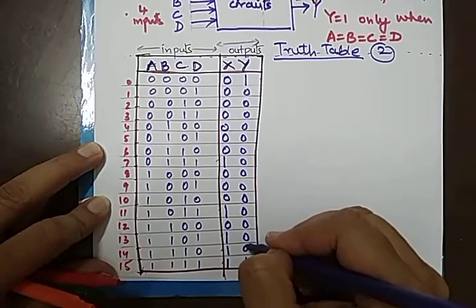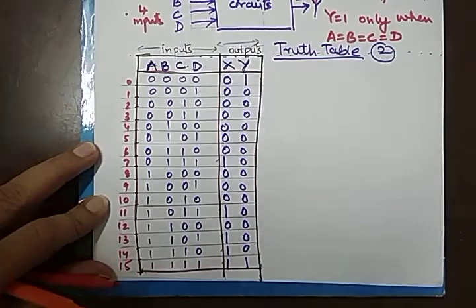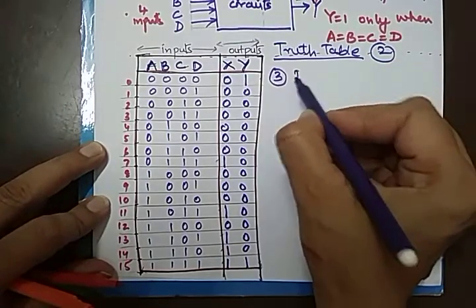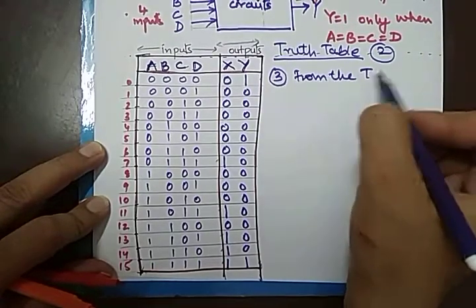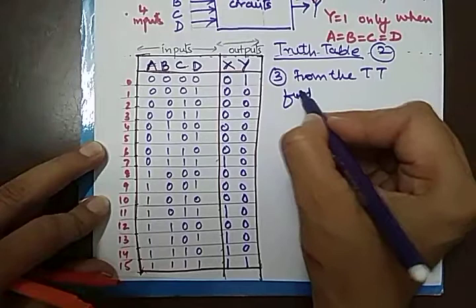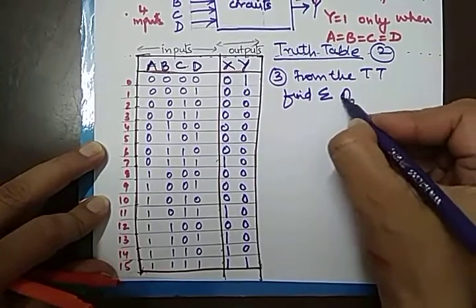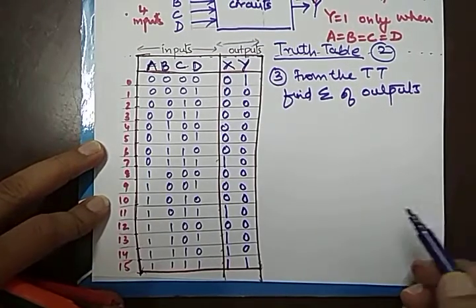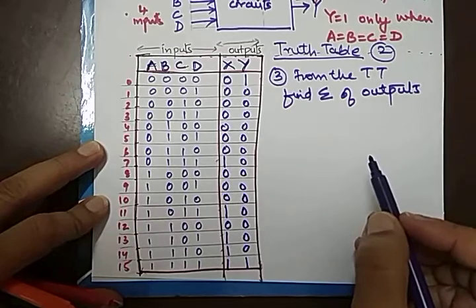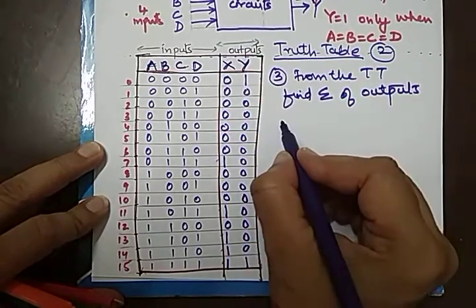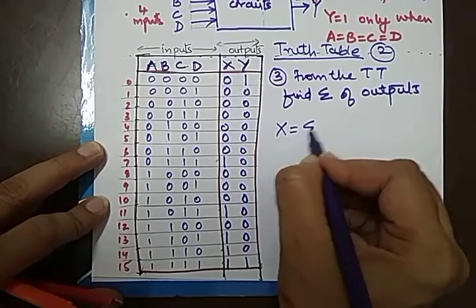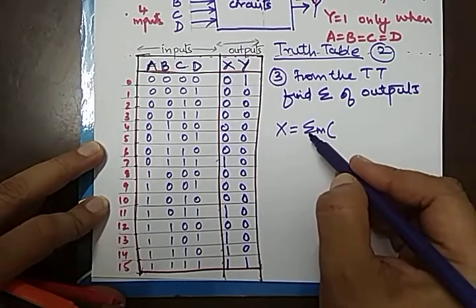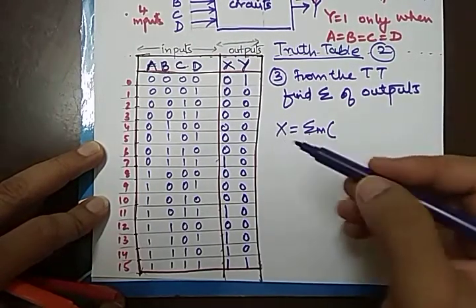So looking at the statement carefully, the truth table is filled. The third step is, from the truth table, you find the sigma functions of outputs so that we can then find the simplified function for the output. So we know by now how to write the sigma function from the given truth table. It is a sigma sum of minterms which are equal to 1.